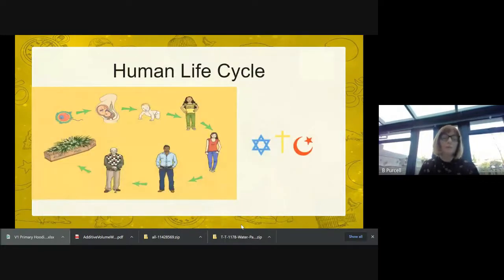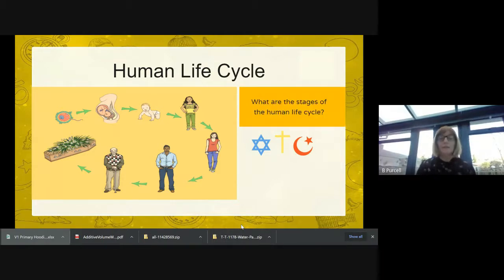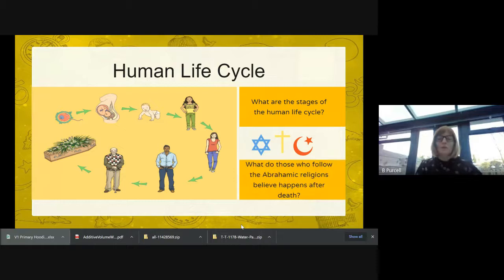So, a human life cycle. We start from a seed, an embryo, and we grow inside our mothers, and we're born, and we become a toddler, then a child, then a young adult, then an adult, then an elderly person, and then we pass away. So those are the stages of a human life cycle. And we've looked at that before, both in science and in our previous lesson. So what do those who follow the Abrahamic religions believe happens after death?